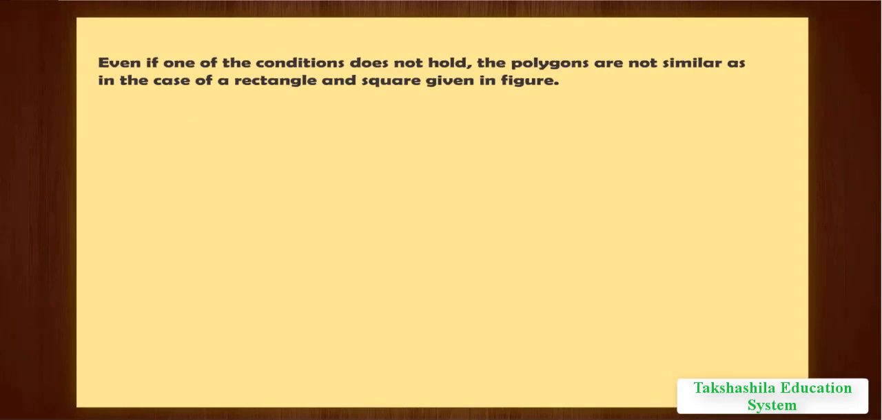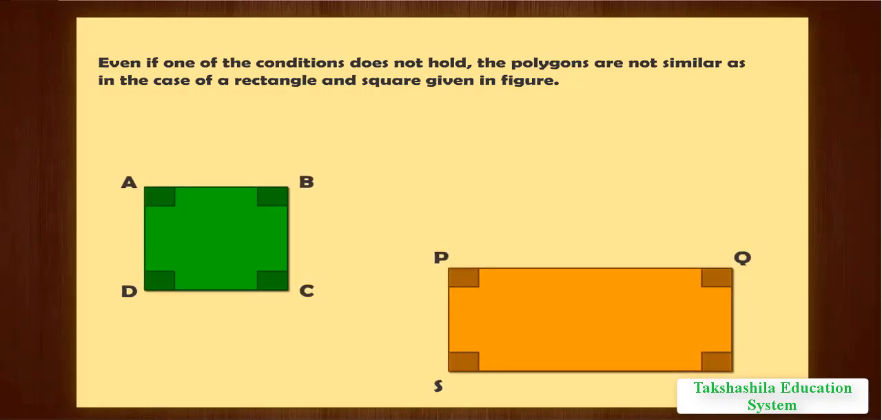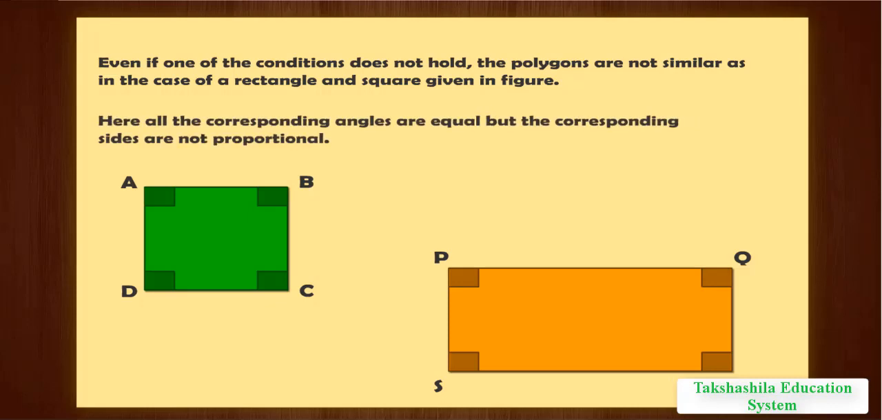Even if one of the conditions does not hold, the polygons are not similar as in the case of a rectangle and square given in the figure. Here, all the corresponding angles are equal but the corresponding sides are not proportional.